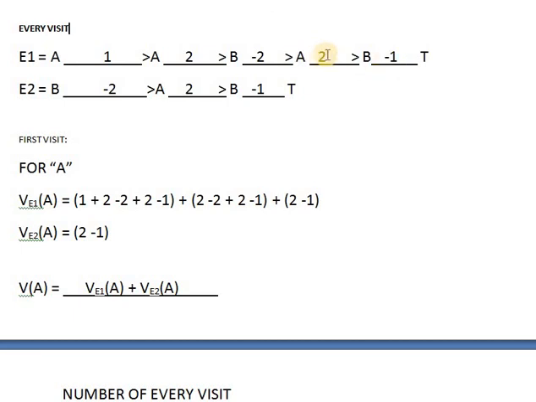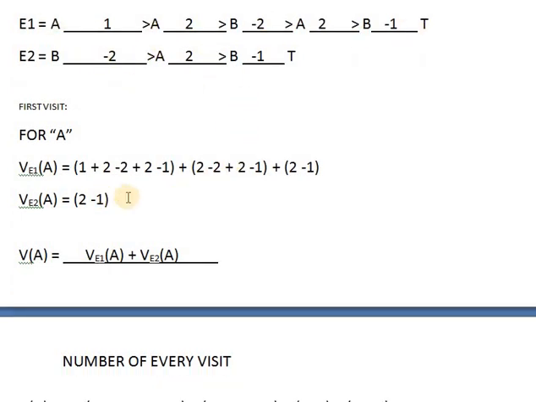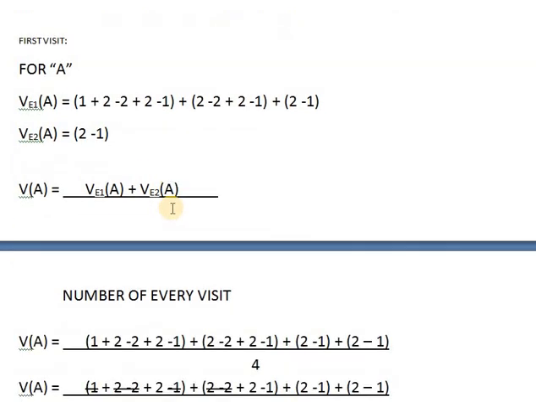After A, whatever the A value is I have taken, and then from A to B, B to T, there is -1, so I have taken that. So in the first event there are 3 A visits. Again we will go for the second event. Here only 1 A visit is there, so you can take this 2 and then -2, whatever follows after A, we have to take until the end. Once we have done that, we will go with our normal formula.